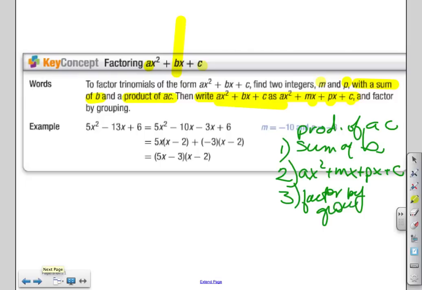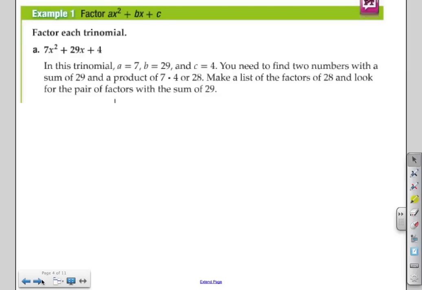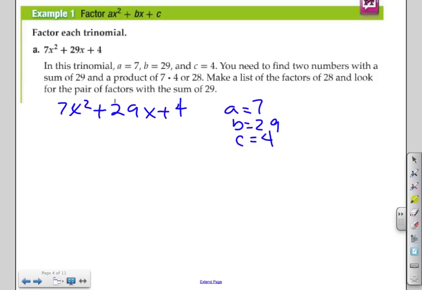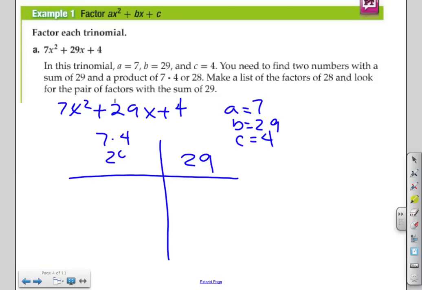All right, see if this doesn't get you to be able to do these. All right, here we have one. 7x squared plus 29x plus 4. Okay, so A is 7, right? B is 29, and C is 4, isn't it? So we need to find 2 numbers with a sum of 29 and a product of 7 times 4, or 28.